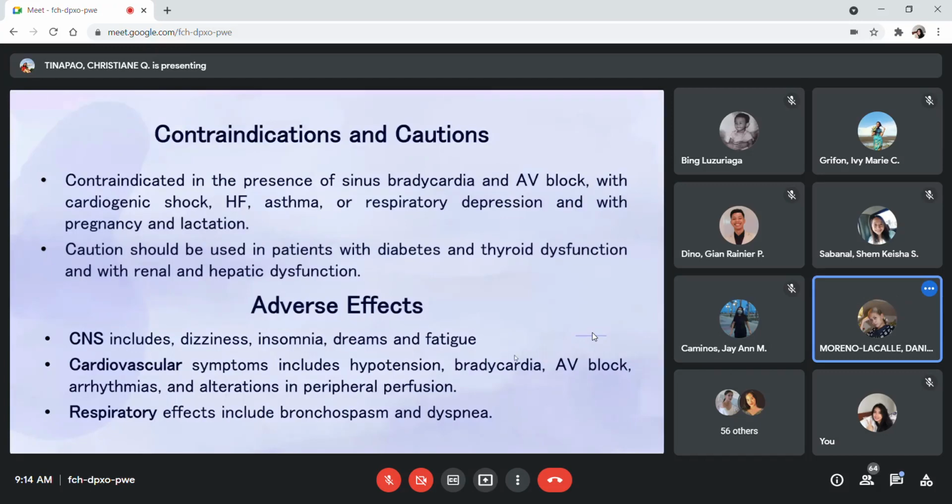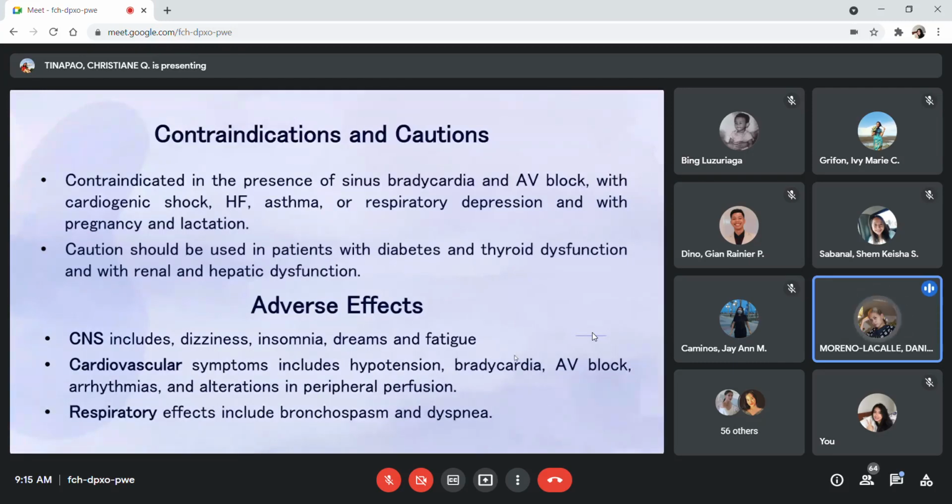Now we have the contraindications and caution. It is contraindicated in the presence of bradycardia, which is a rate less than 45 beats per minute, and also respiratory depression, which could worsen due to the blockage. Caution should be used in patients with diabetes. One of the medications that should be avoided if a patient has diabetes is this type of antiarrhythmic. And also, it is reported that diabetes mellitus affects the effectiveness of some beta blockers.